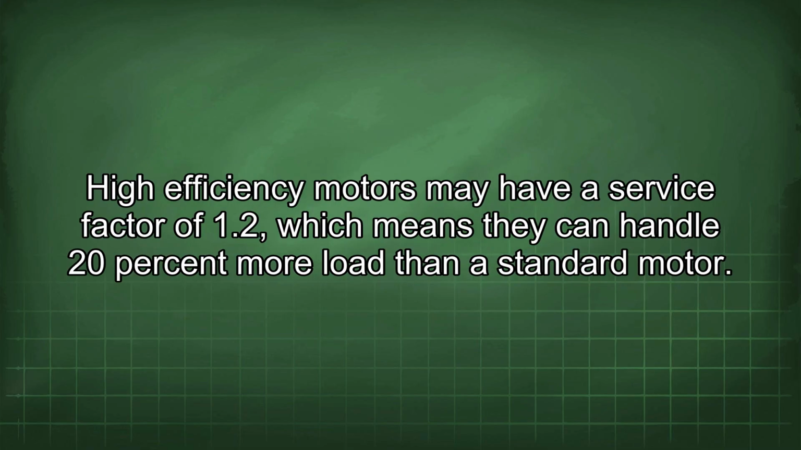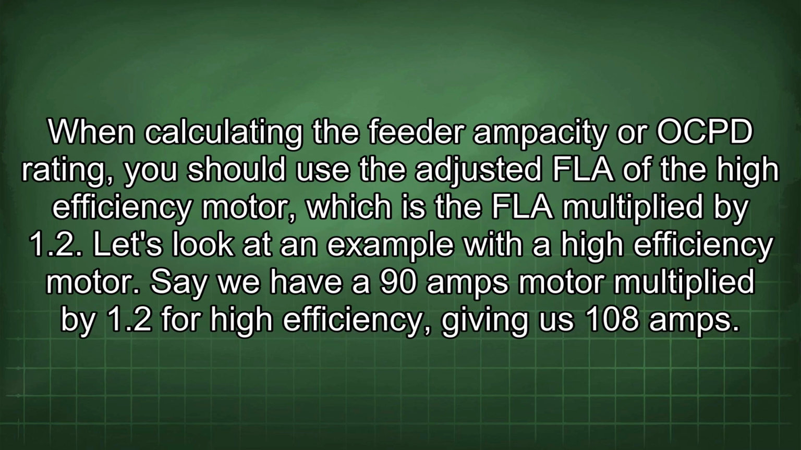High-efficiency motors may have a service factor of 1.2, which means they can handle 20% more load than a standard motor. When calculating the feeder ampacity or OCPD rating, you should use the adjusted FLA of the high-efficiency motor, which is the FLA multiplied by 1.2. Let's look at an example with a high-efficiency motor.